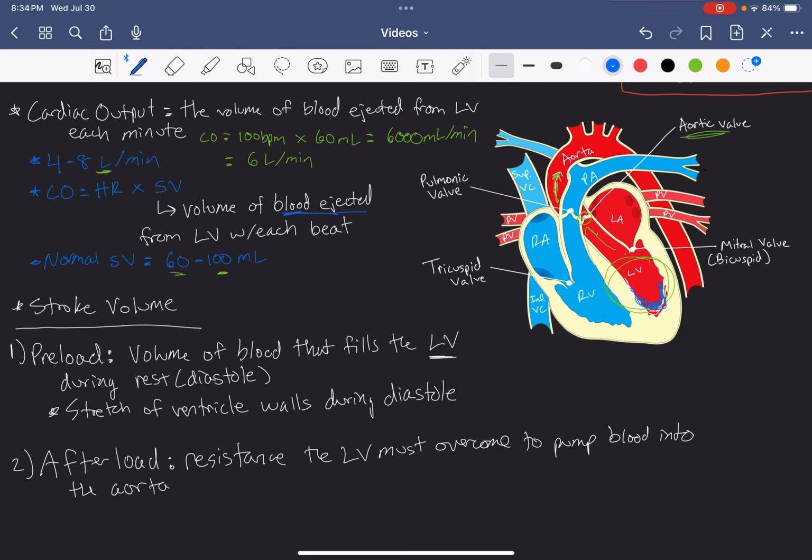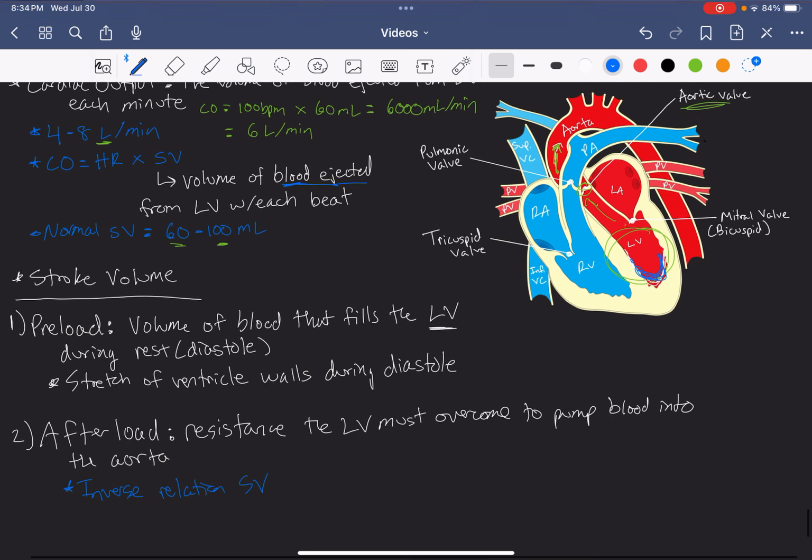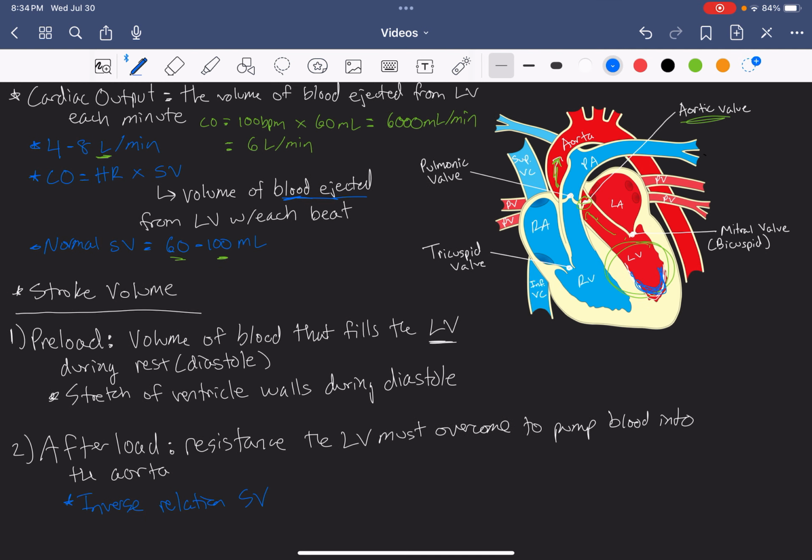Now, afterload is going to have an inverse relationship with stroke volume, right? Because an increased afterload means more resistance, so less blood is being ejected out of the ventricle. So if less blood is being ejected, it's going to be a decreased stroke volume, which is going to lead to a decreased cardiac output.